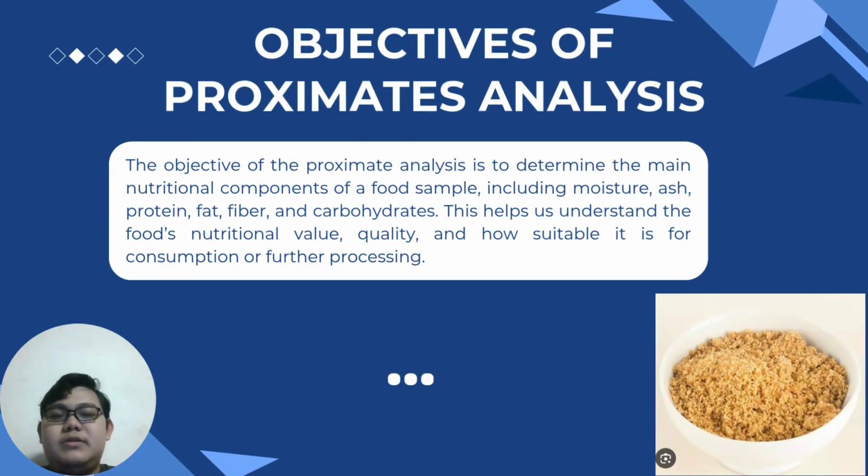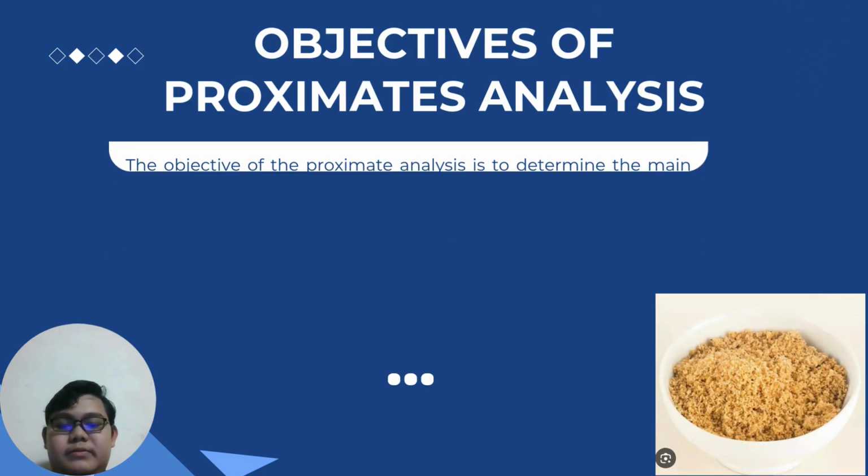So, what is the objective of proximate analysis? The objective of the proximate analysis is to determine the main nutritional components of a food sample, including moisture, ash, protein, fat, fiber, and carbohydrate. These help us understand the food's nutritional value, quality, and how suitable it is for consumption or other processing. This also tells us how nutritious the food is, its quality, and whether it is good to eat or use in other products.